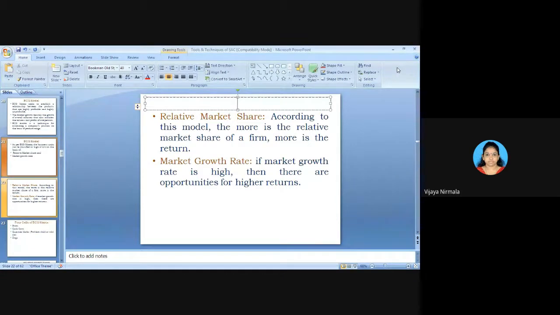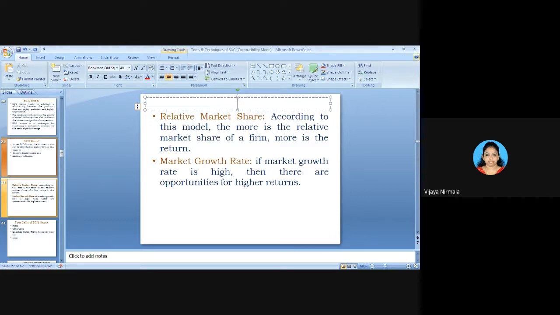You have started a business and you are getting more profits. Then what do you do now? You start another branch. And to start another branch, do you require investment or not? Do you require capital or not? Then if you invest more and start another branch in some area, you get more profits. That is market growth rate. Okay, so these are about the relative market share and market growth rate.